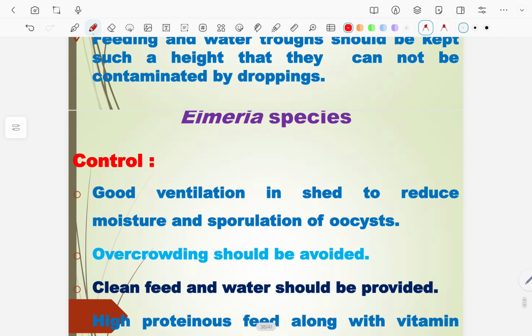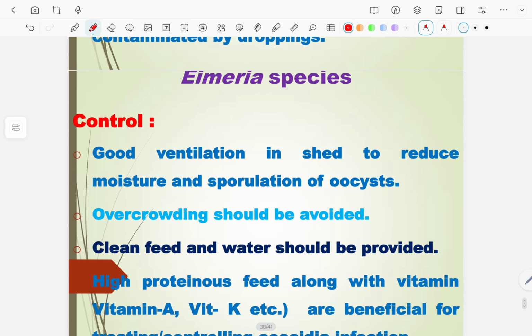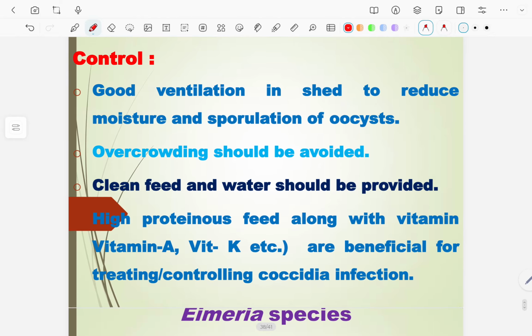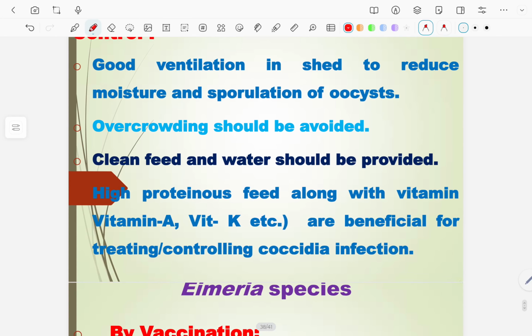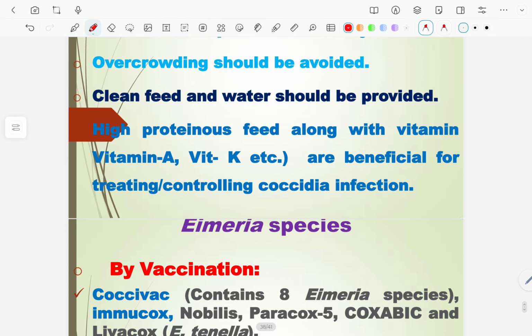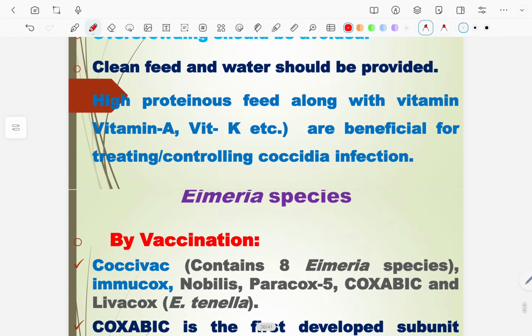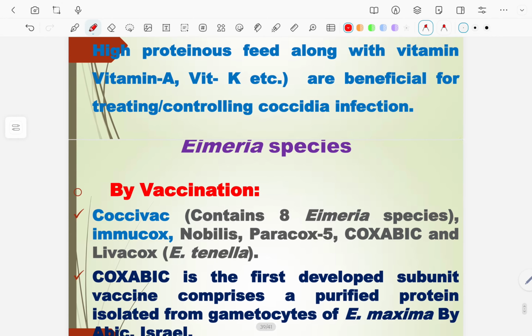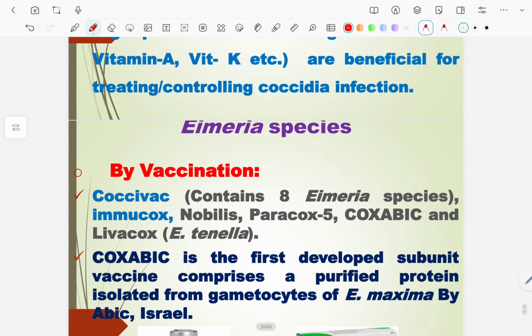Eimeria species control. Good ventilation inside reduces moisture and sporulation of oocysts. Overcrowding should be avoided. Clean feed and water should be provided. High proteinaceous feed along with vitamin A, vitamin K, etc. are beneficial for treating and controlling coccidia infection.